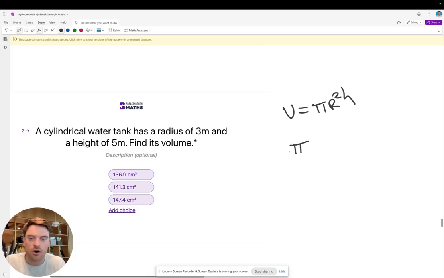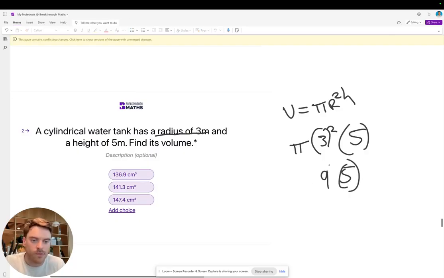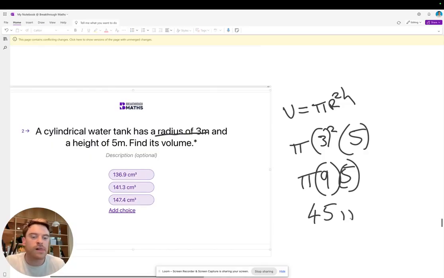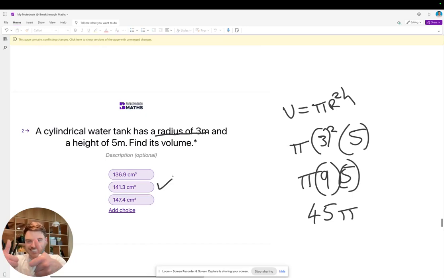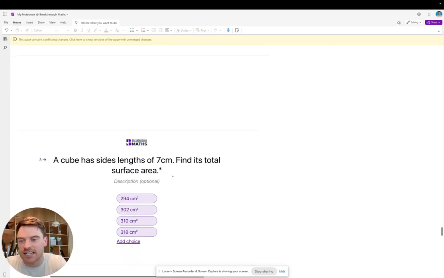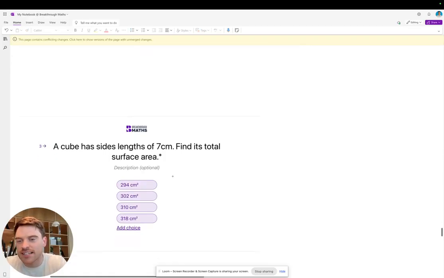So pi, what's r? The radius is 3. Okay, that's fine. 3 squared, and h, the height, is 5. Cool. 3 squared is 9 by 5. Don't forget your pi. Finish it off. That's 45 pi. Add your calculator, and you'll see it becomes this. Ding! Happy days.